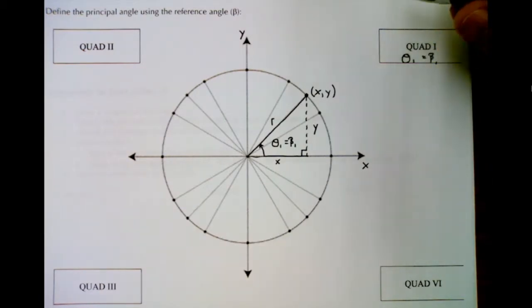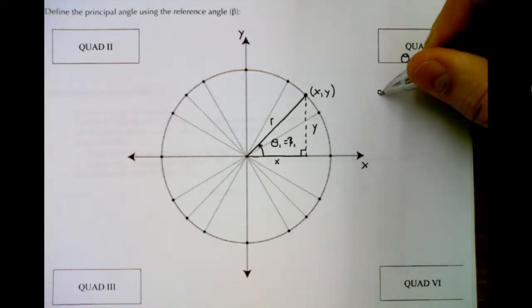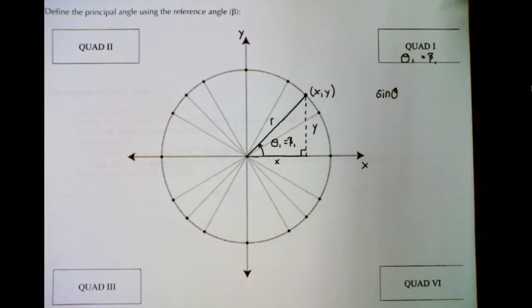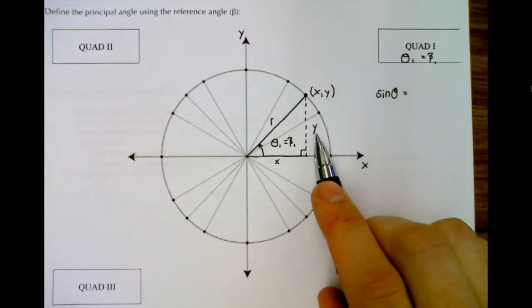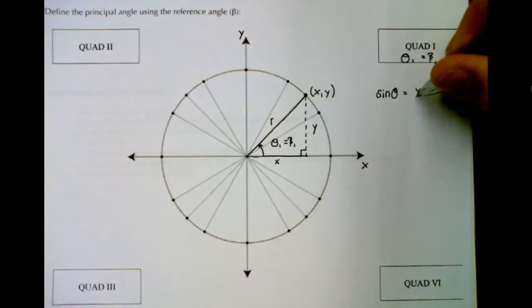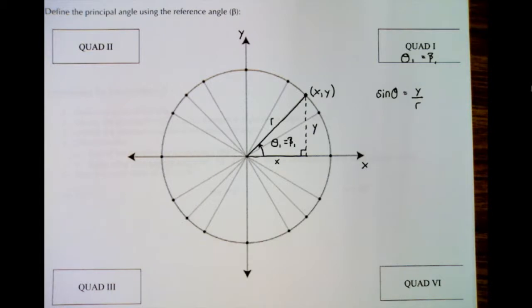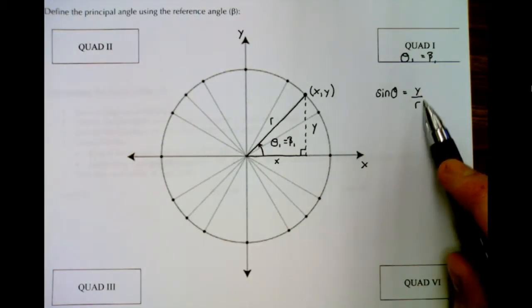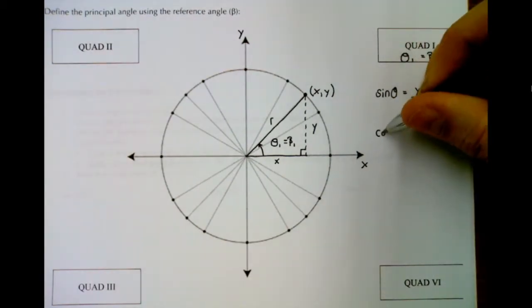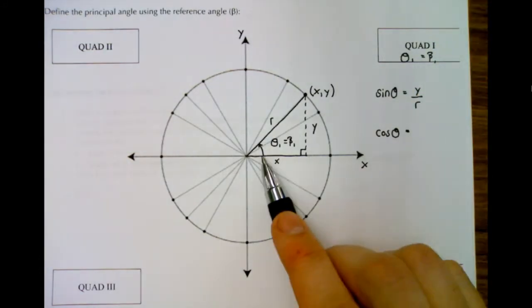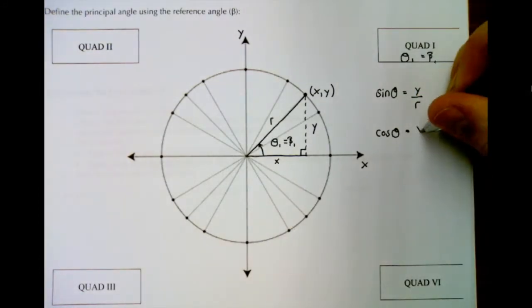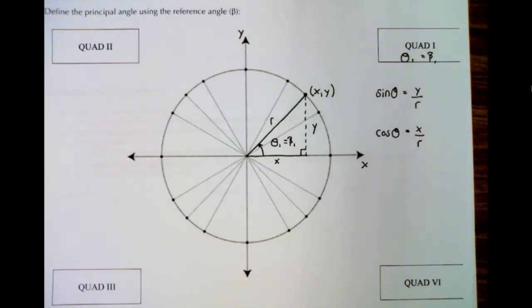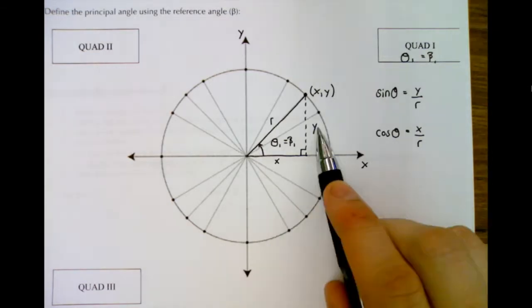And if we were to take sine of our angle, we would get opposite y over hypotenuse r. Y over r. And this is a new definition of sine. Instead of opposite over hypotenuse, if we're talking about a point on the unit circle, or a point on the circle as it rotates from standard position, we can talk about y and r. We can do cosine the same way. That would be adjacent over hypotenuse, x over r.